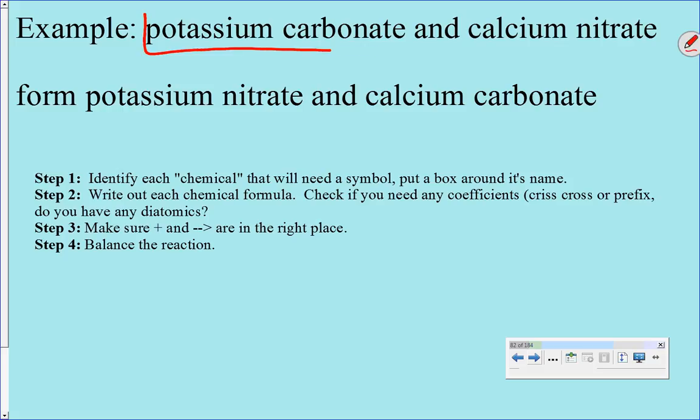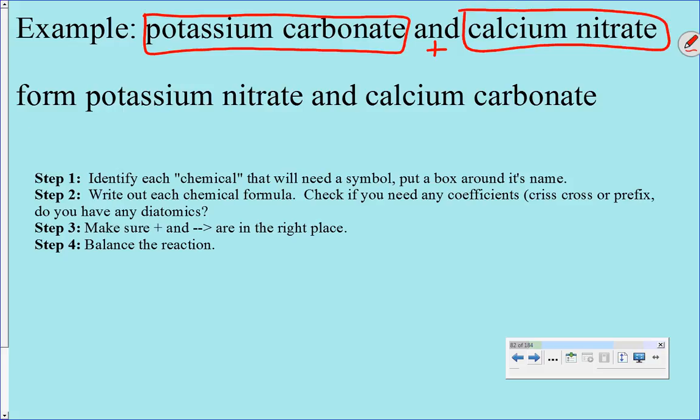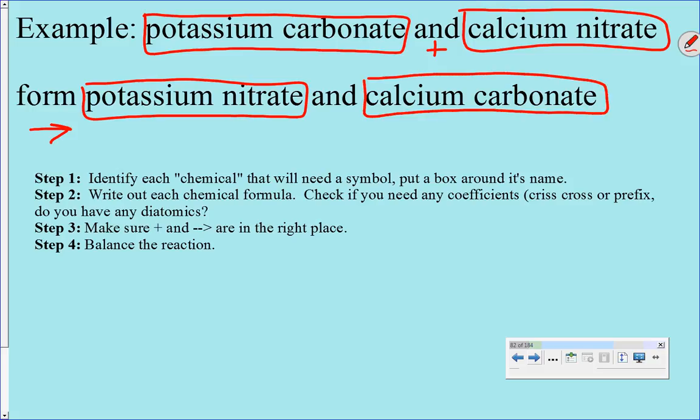Got potassium carbonate and calcium nitrate react to form potassium nitrate and calcium carbonate. Lots of good formula writing in this one because we've got a lot of crisscrossing. So we're going to start with potassium carbonate.